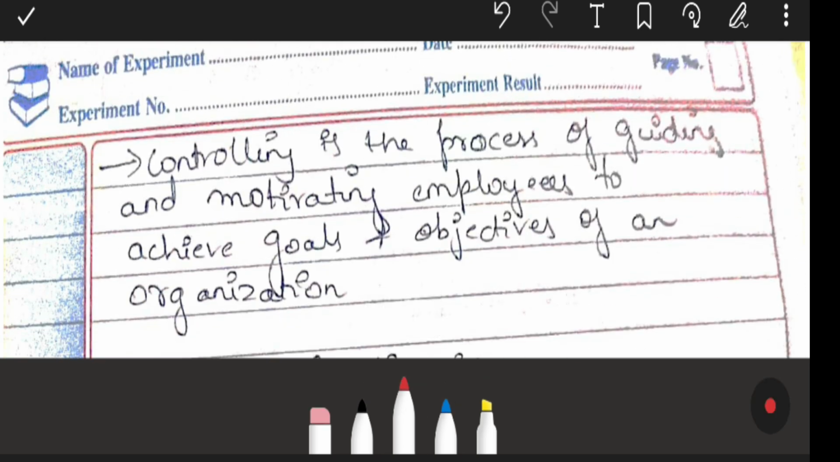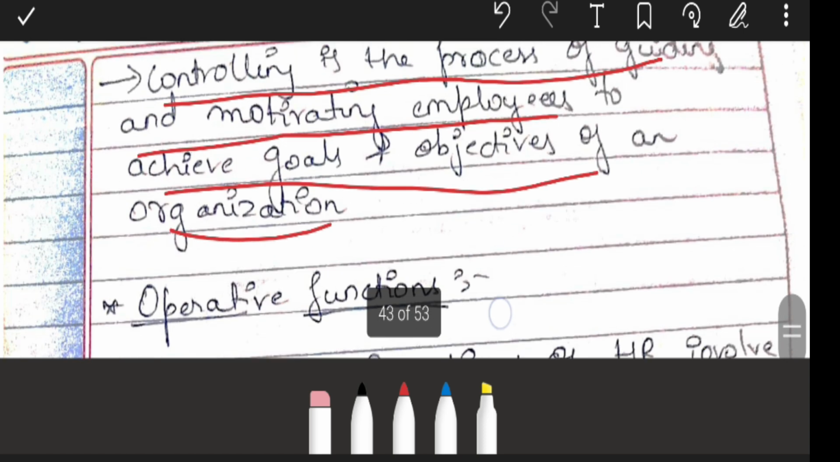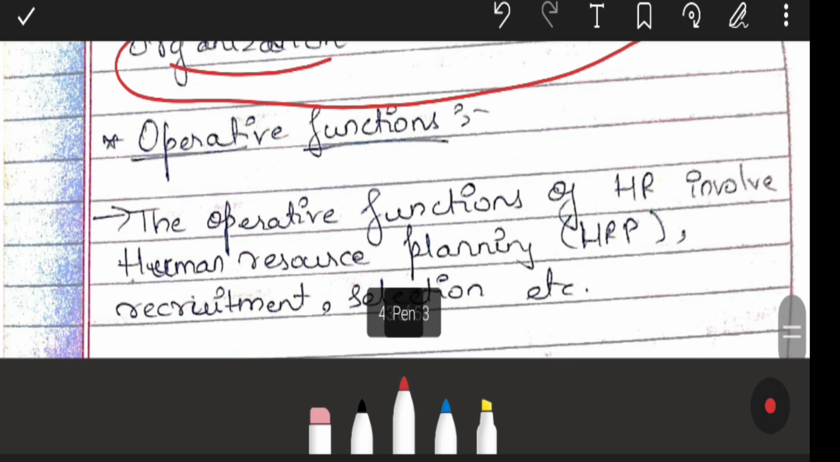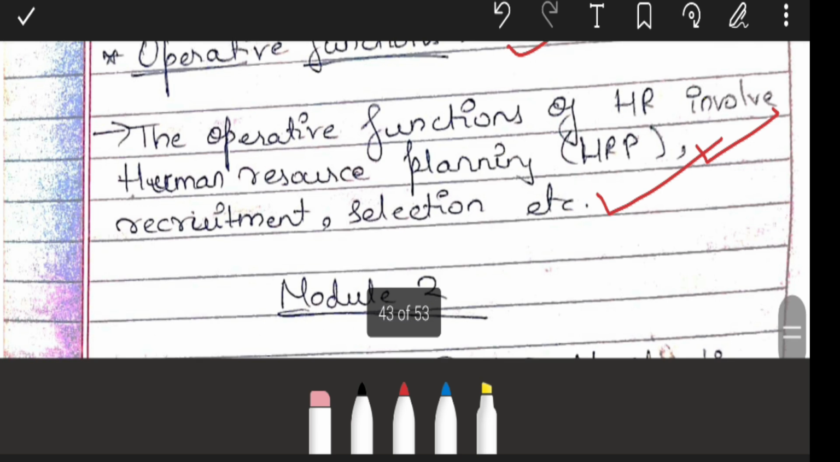Controlling is the process of guiding and motivating employees to achieve the goals of an organization. The one important line for this subject is the objectives of an organization, to achieve goals and objectives of an organization. Operative functions. The operative functions of HR involve human resource planning, recruitment and selection.